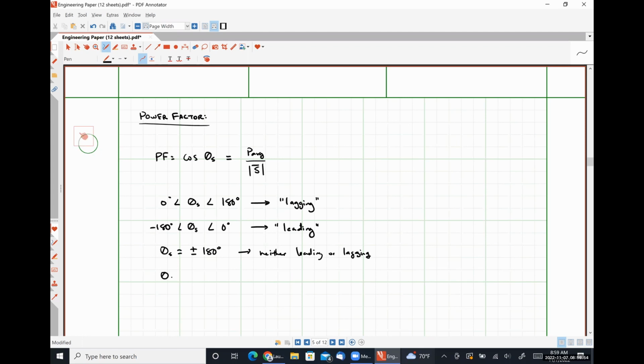If theta s is equal to plus or minus 90 degrees, we also have neither leading or lagging.